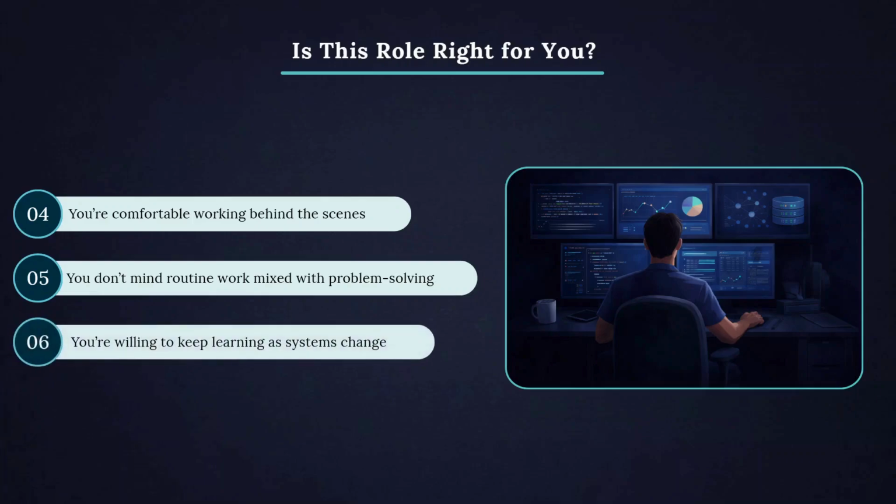Finally, data engineering is a role where learning never really stops because tools, systems, and architectures keep evolving. So curiosity and a willingness to keep learning really matters. If most of these points resonated with you, then data engineering could be a very good fit. It's not about knowing everything upfront, it's about enjoying the process of building reliable data systems over time.